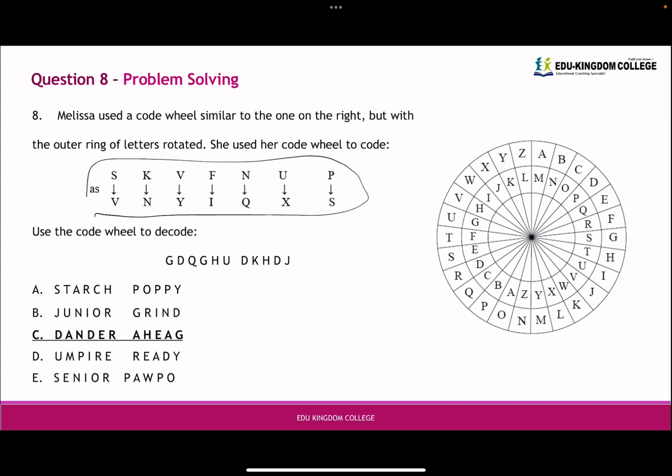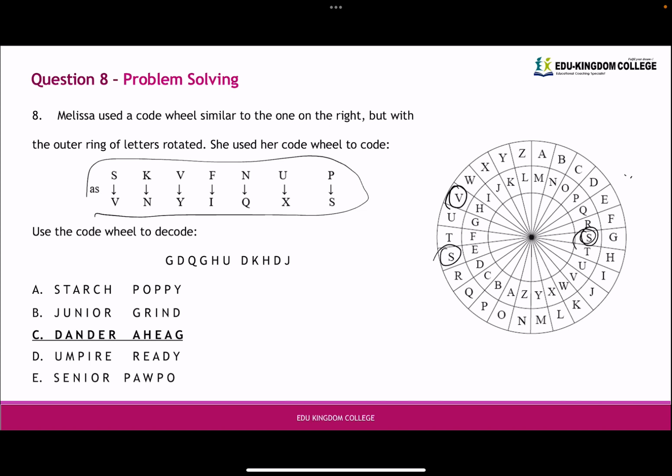If you want to know what they've done with the wheel, they said that Melissa used the code wheel that's similar to this, but a little bit different. So she rotated a little bit in terms of the outer ring. What she's done is, we're looking at S on the inside, and we need to align it with V.